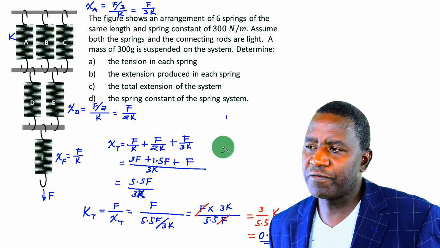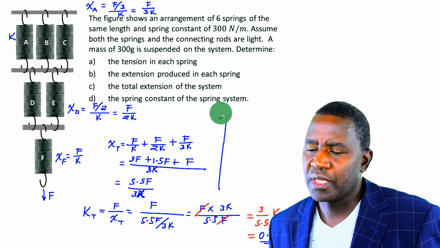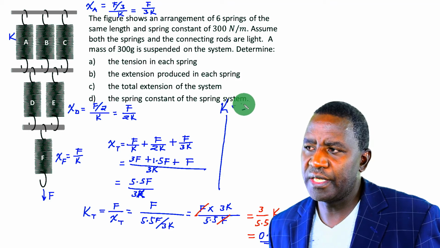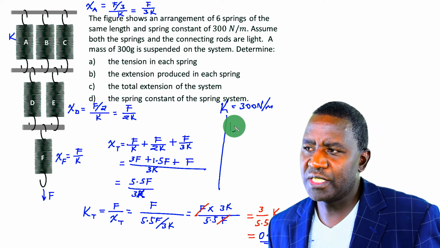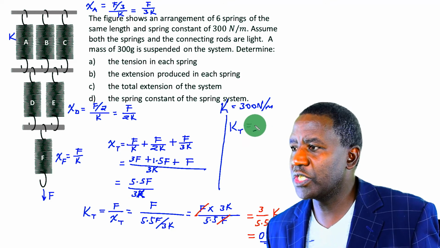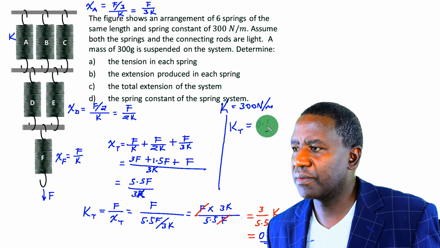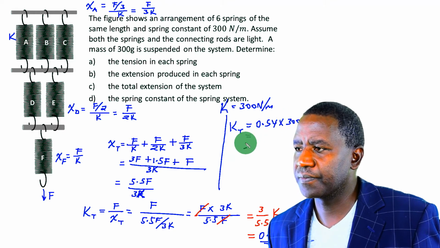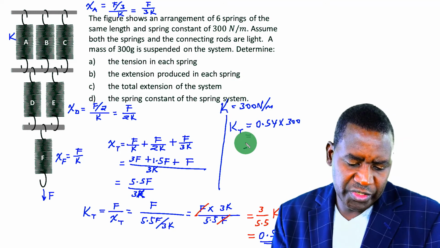And what was the value of K, by the way? The value of K is 300 Newton per meter. Let's see whether KT will give us the same value that we got previously. So we are going to say this one will be 0.54 times 300. Let's see what we are going to get.